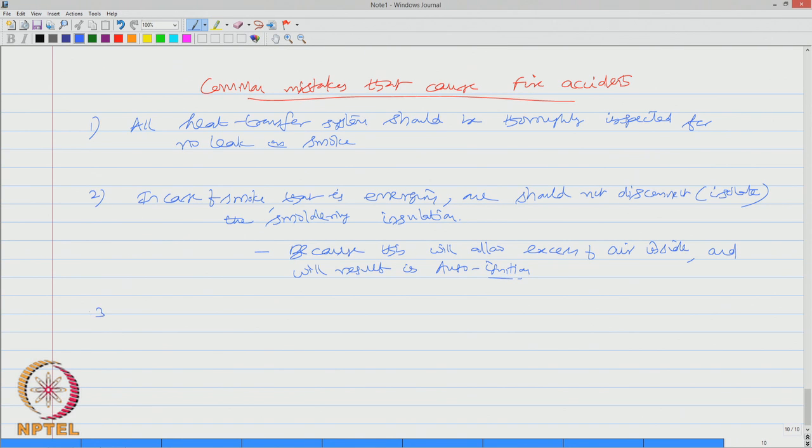The third point could be, do not let the fluid drop on any hot surface, because this will ignite the fluid.